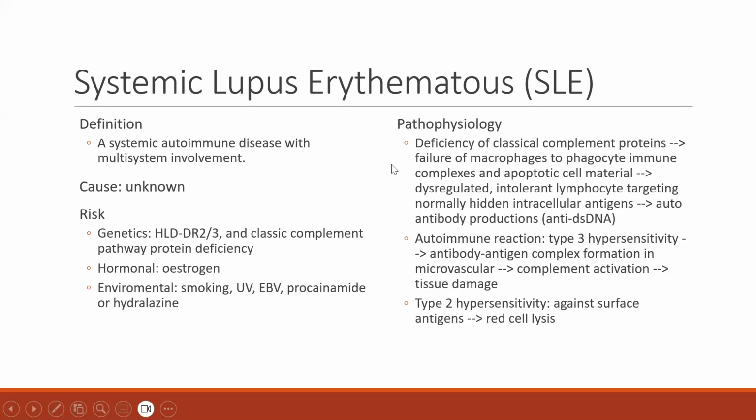So why does it happen? There is a deficiency of the classic complement protein, which leads to failure of macrophages to phagocytose immune complexes and apoptotic cell material. We get dysregulated, intolerant lymphocytes targeting what is normally hidden, and then we get production of autoantibodies, specifically anti-double-stranded DNA. It's a type 3 hypersensitivity reaction. The antibody-antigen complex formation happens in the vessels, leads to complement activation and tissue damage. Type 2 hypersensitivity also happens, which leads to red cell lysis.